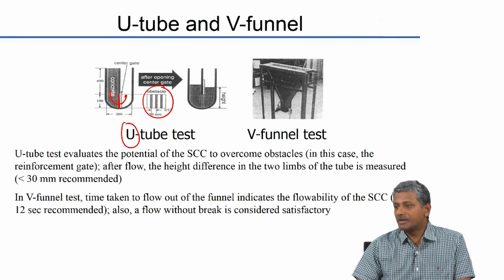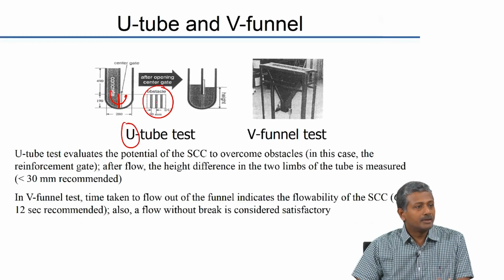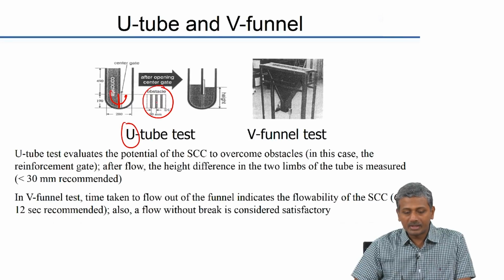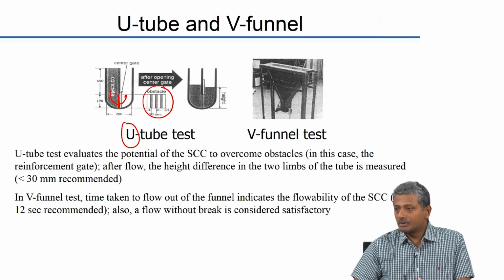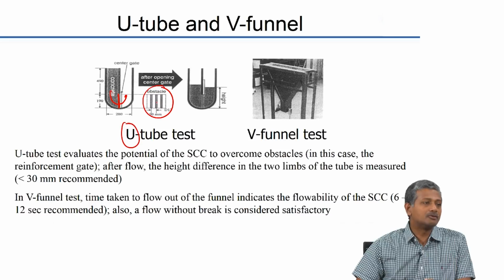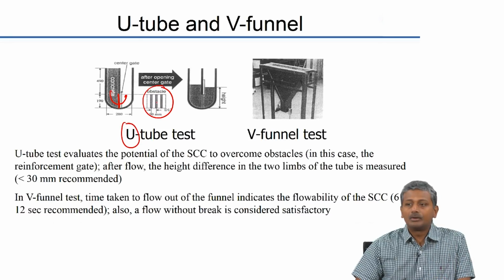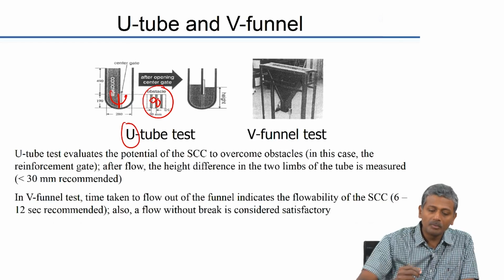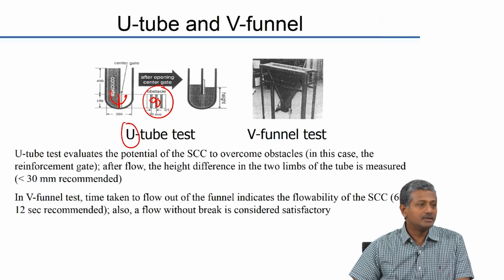Of course, if you imagine that you pour water instead of concrete, it will flow until it equalizes on both sides. There will be no difference in heights on both sides. But with concrete, because of its nature, because of its lack of flowability in some instances or because the aggregates start getting blocked at the obstacles, you may not have the entire concrete rising in the second limb.